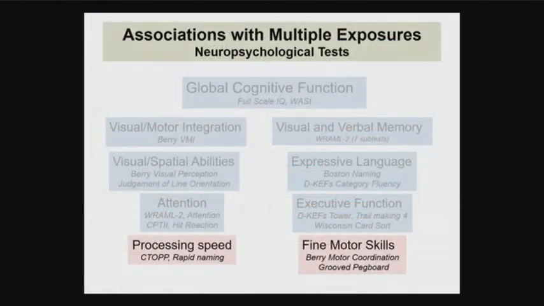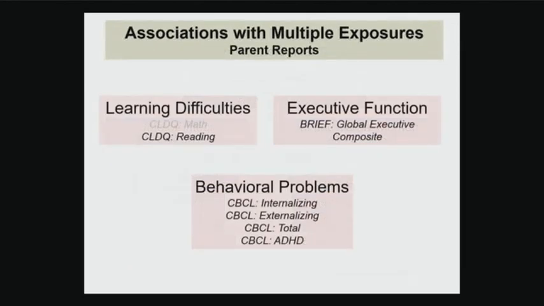So overall, if you look at the domains that we measured, no effect on the primary outcome of global cognitive function, selective, small impairment in processing speed and fine motor skills among the multiply exposed children. No effects in the singly exposed children. If you look at the parent reports, we see an increase in reported learning difficulties in singly and multiply exposed kids in reading only. We see an increase in problems with executive function for single and multiple exposures, and increase in behavioral problems for the multiply exposed.